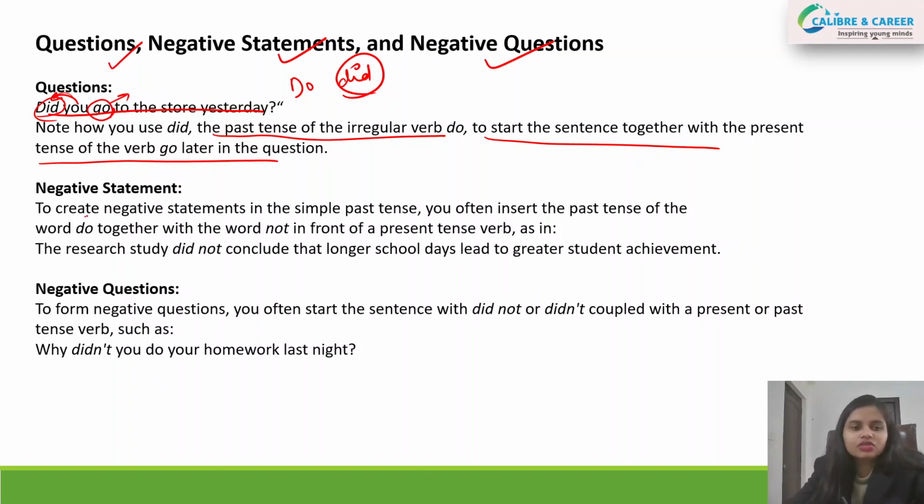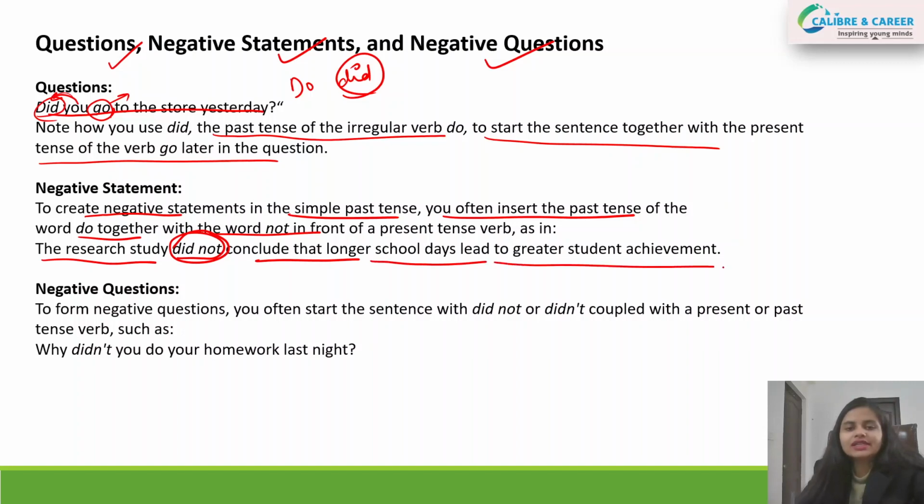Negative statement. To create a negative statement in the simple past tense, you often insert the past tense of the word "do" with the word "not". Let's see. "The research study did not conclude that longer school days lead to greater student achievement." Alright, "the research study did not" means the study has already occurred and you are explaining that it did not conclude that longer school days lead to higher, greater student achievement.